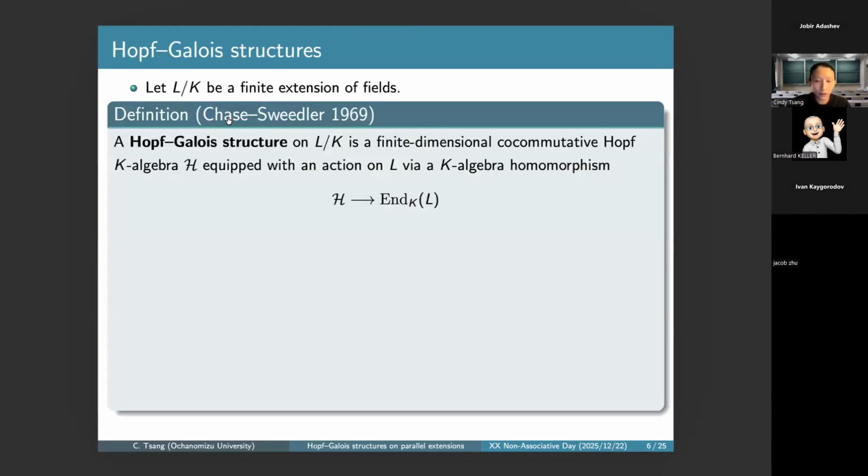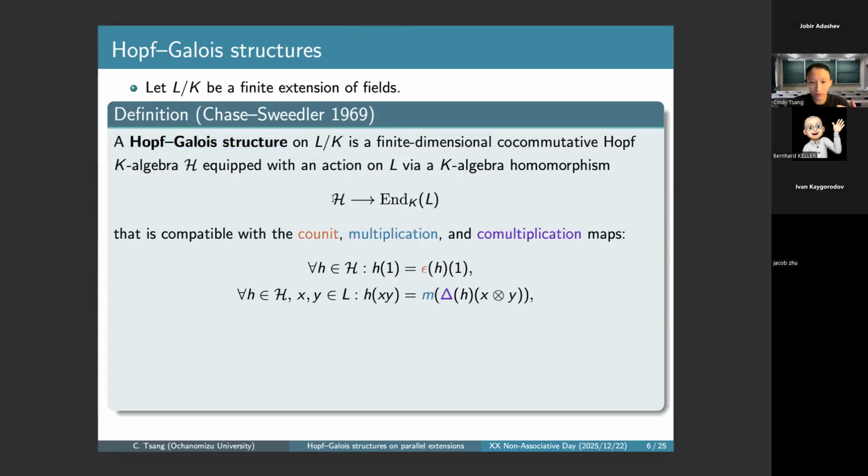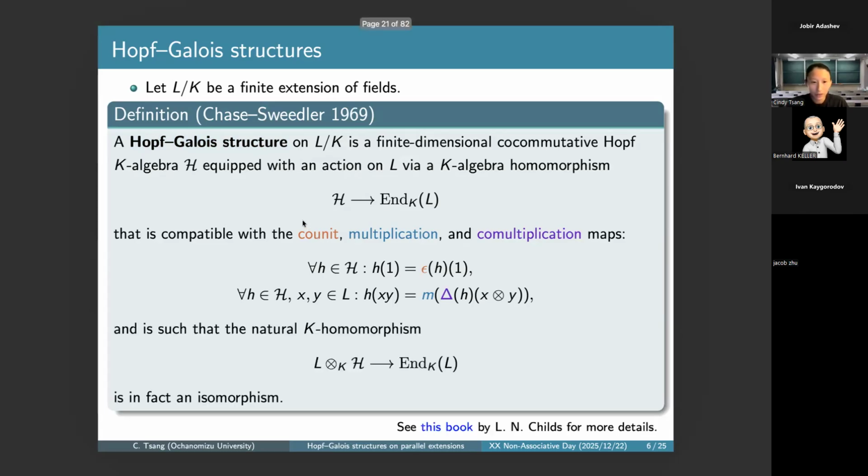So more precisely, this definition is due to Chase and Sweedler in their 1969 book. So if you have a finite extension of fields, a Hopf Galois structure on L over K is a finite dimensional commutative Hopf K algebra, equipped with an action on L via some K algebra homomorphism. There's some technicalities. You want the action to be compatible with the counit, comultiplication and multiplication of the Hopf algebra. The exact details are not important. It's just satisfying some compatibility conditions. And then it's such that when you extend scalars to L, the K homomorphism here is actually an isomorphism.